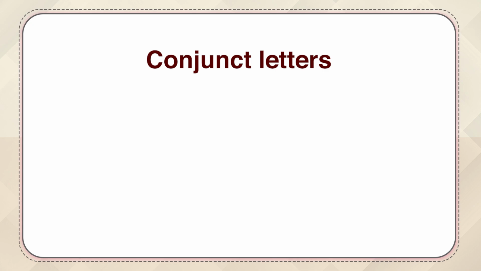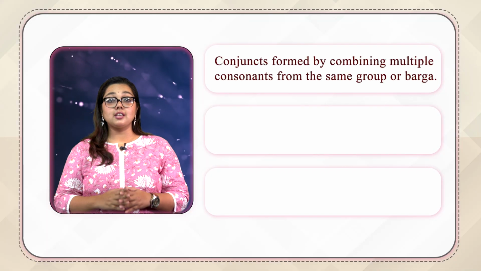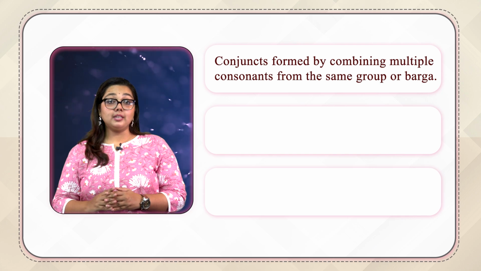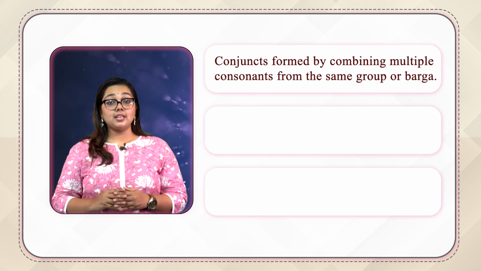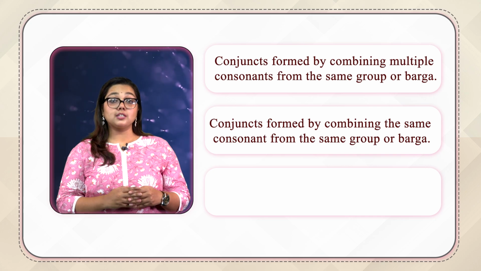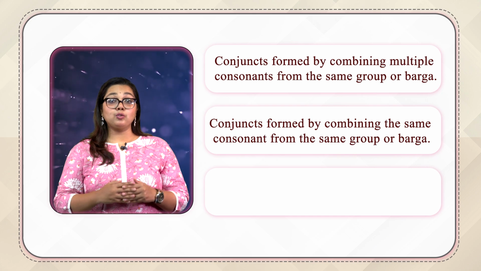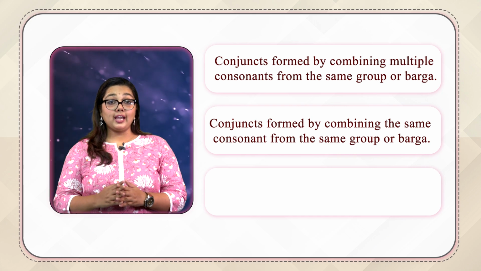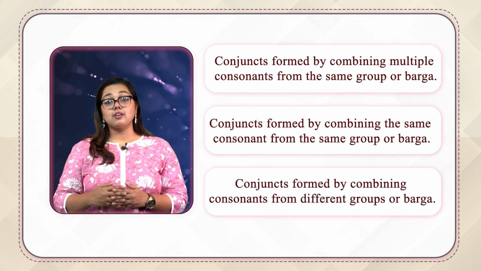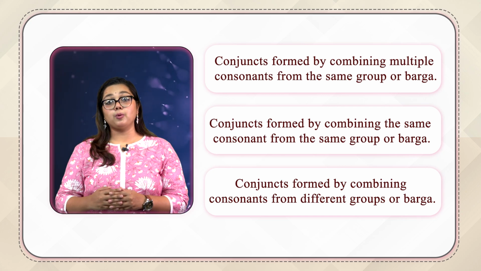Conjunct letters are called juktakhar in Bangla. We can divide Bangla conjunct consonants into three categories. First, conjuncts formed by combining multiple consonants from the same group or borgo. Second, conjuncts formed by combining the same consonant from the same group or borgo. And the last, conjuncts formed by combining the consonants from different groups or borgo.